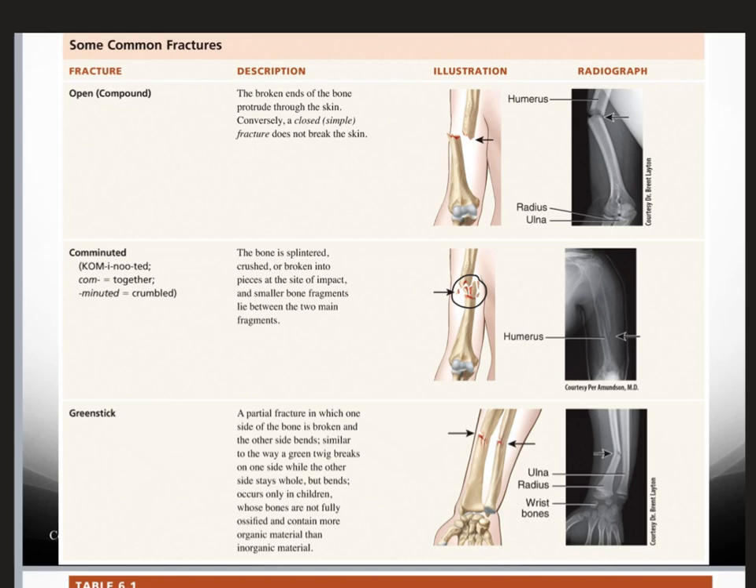The next is a greenstick fracture. So think of it like this. Why would it be called greenstick? If you've ever tried to break off a branch of a young tree, and that branch is really soft and bendable, it never breaks all the way through like an older tree branch would. It kind of breaks through a portion and the other side's still intact. Well, this is what happens, again, typically in children. It is a partial fracture in which one side of the bone is broken and the other side bends, similar to the way a green twig breaks on one side while the other stays whole but bends. This occurs typically only in children whose bones are not fully ossified and contain more organic material than inorganic material.